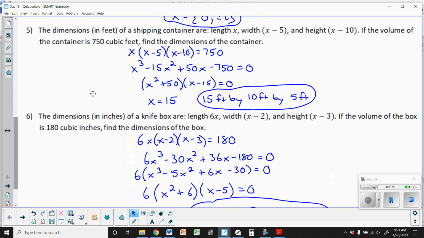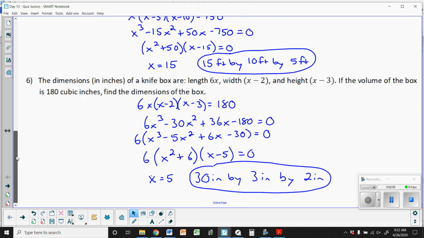For number 5, we have to multiply the dimensions together that were given for the height, width, and length, and then we set it equal to the total volume, multiply it together, bring the 750 over. Four terms, so I did left side, right side, and I factored it. We only get one real solution for x minus 15, so we get x equals 15. Plug it back in to each of these parts, and we get 15 feet by 10 feet by 5 feet.